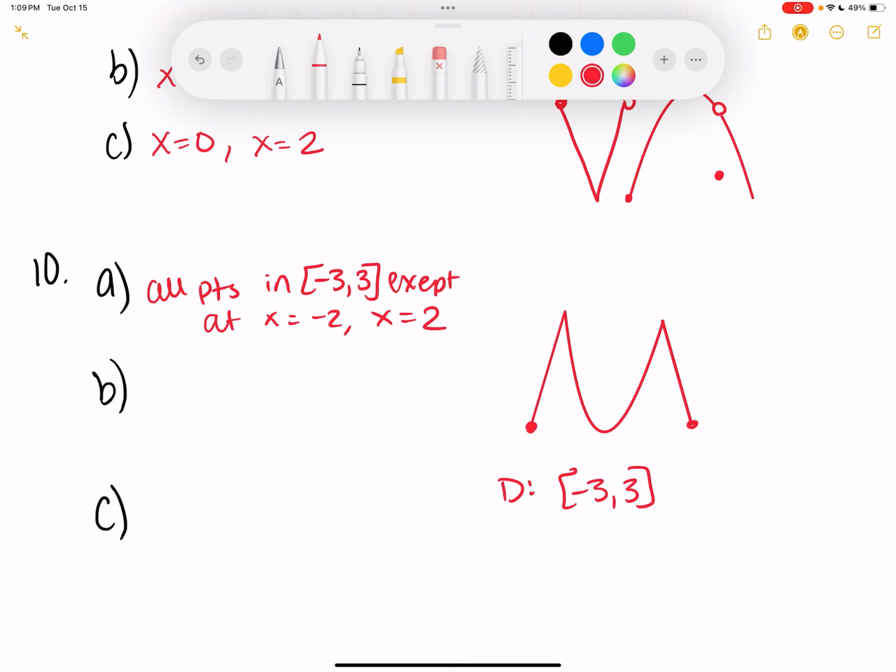I think I'm understanding this section so far. All right, B, where is it continuous but not differentiable? -2 and 2. Yep. Hooray, I got one right. So then where is it neither continuous nor differentiable? Nowhere? Correct. None.